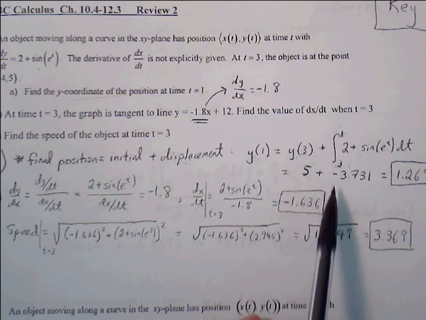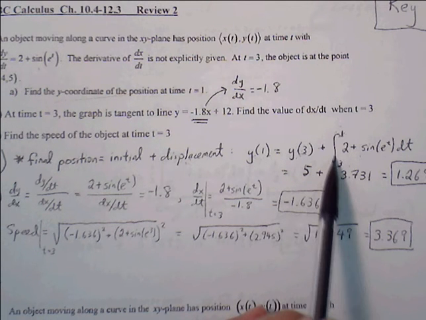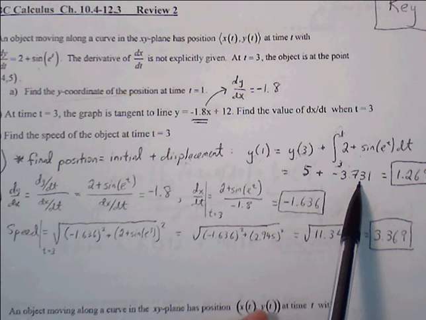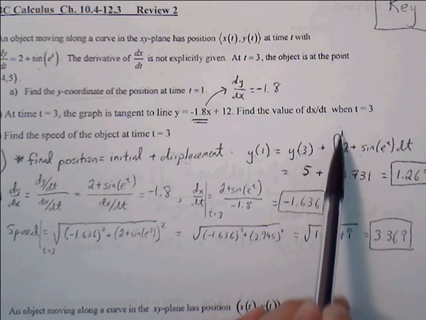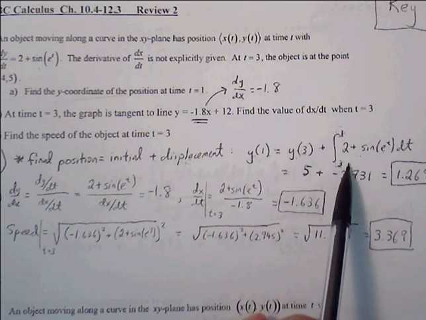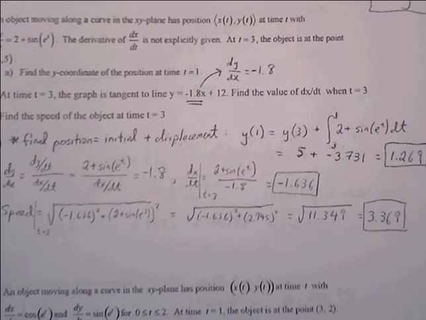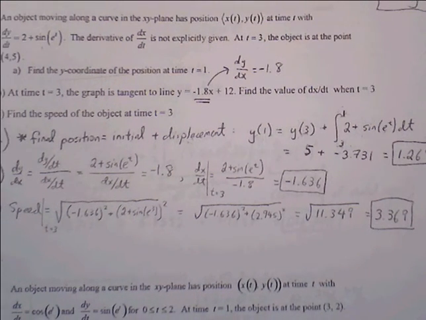Okay, and then you can use our calculator here. y of 3 is 5, and then the integral of 2 plus sine e to the t from 3 to 1 is negative 3.731. So in our calculators, there's no need to adjust our bounds. We can just plug that into the calculator, and the adjustments will be made for us. All right, so our final y value is 1.269.